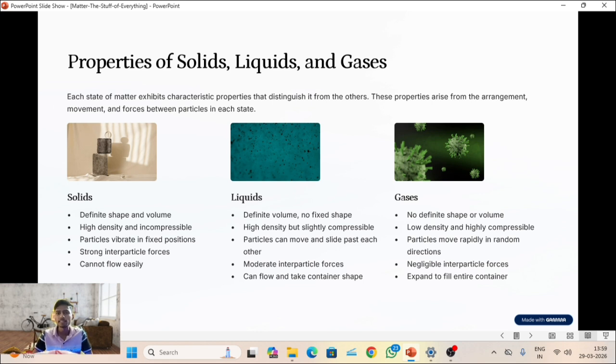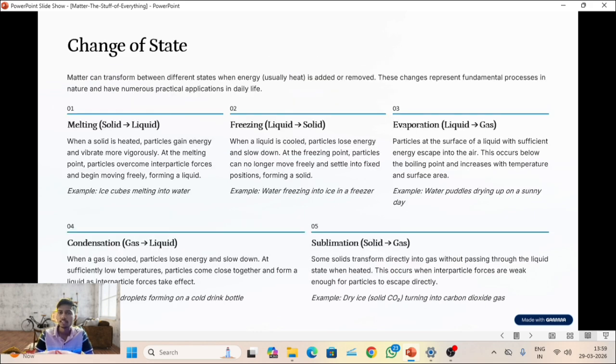Some solids, like glass, are known as amorphous solids because they are pseudo-solids and do not follow some properties of solid. We will further move to the next point, which is change of state. Matter can transform between different states when energy is added or removed. These changes represent fundamental processes in nature and have numerous practical applications in daily life.